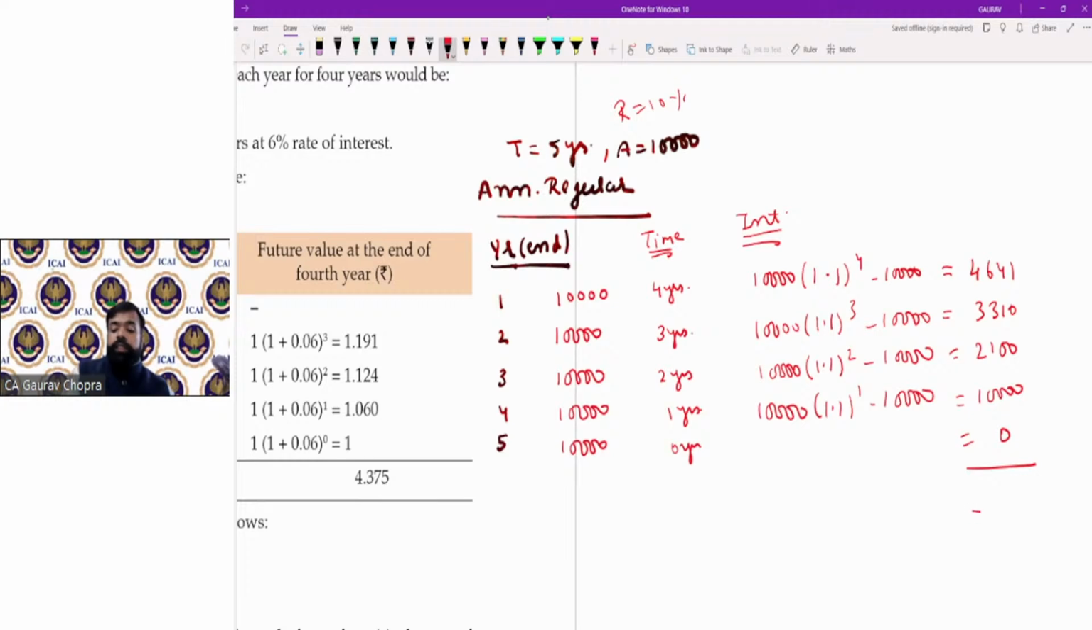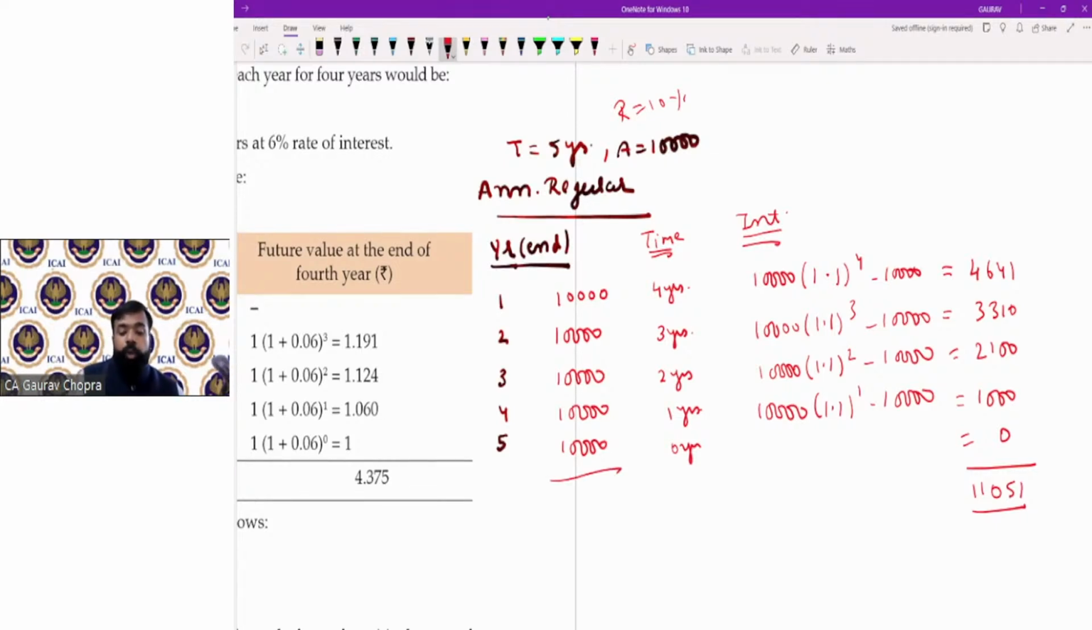So what is the total interest earned? कितना total interest मिल रहा है? Calculate the total interest. It is how much? 11,051. 11,051 is the total interest for 5 years.